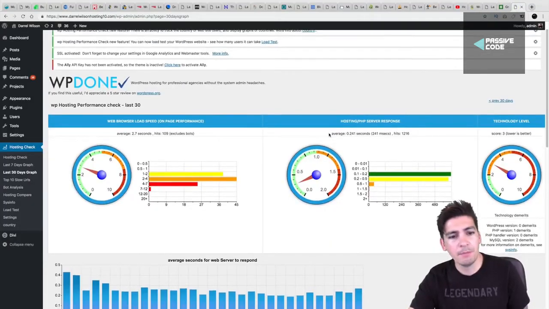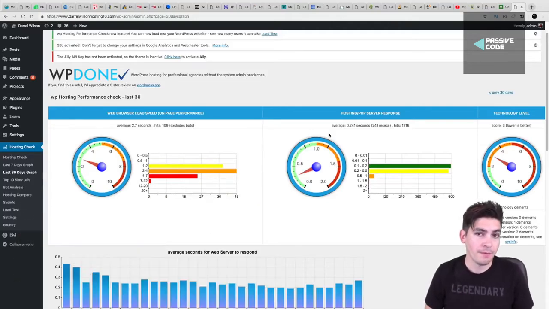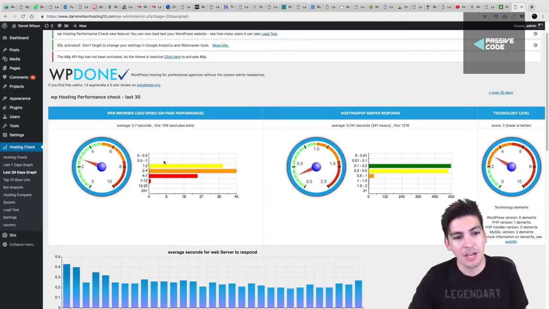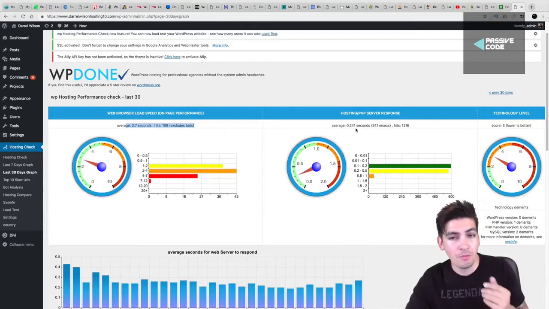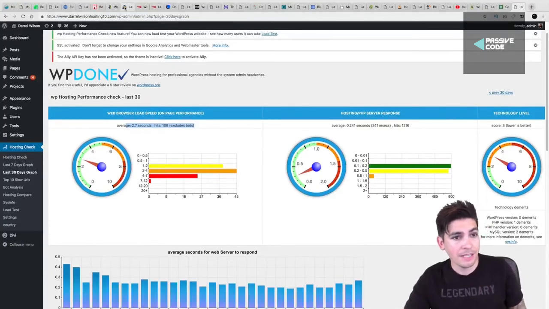So I actually performed this web hosting competition and I was very surprised about the performance of Greengeeks. They perform among the best. In fact, they were a little faster than SiteGround, even though SiteGround is my official recommended hosting. So here you can see that their average load speed is around 2.7 seconds with their server response time at around 2.4 seconds.